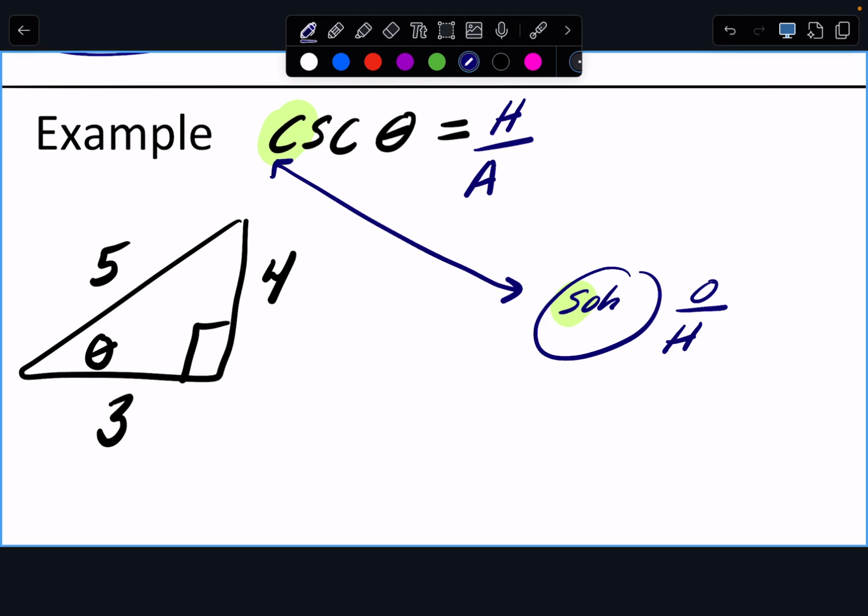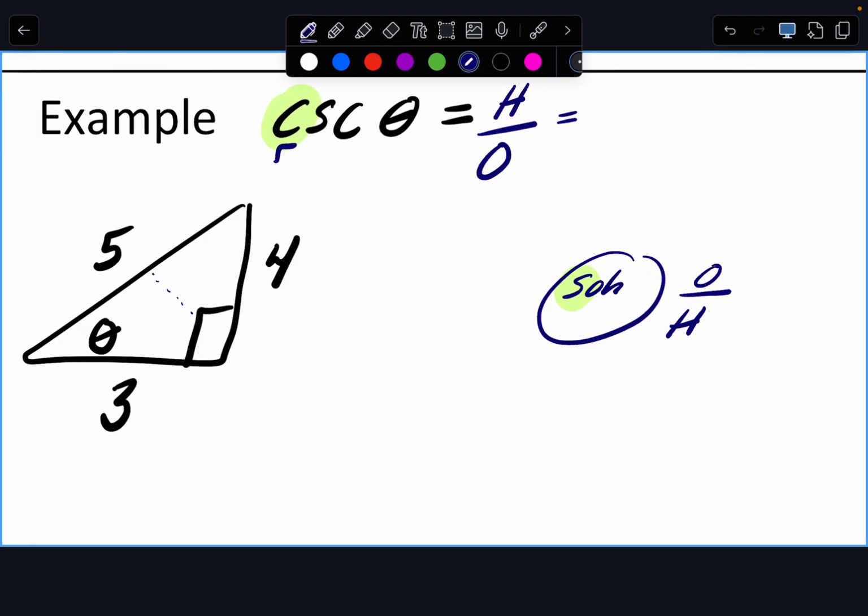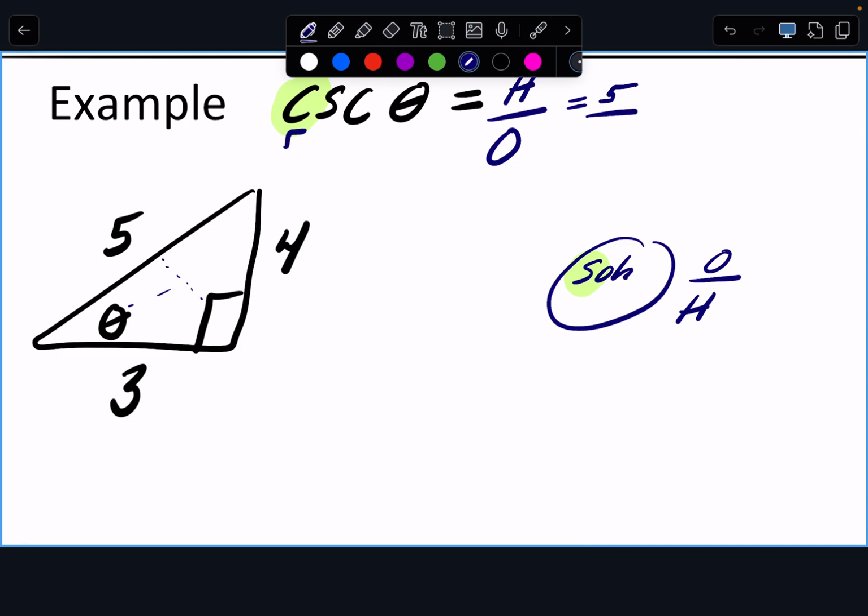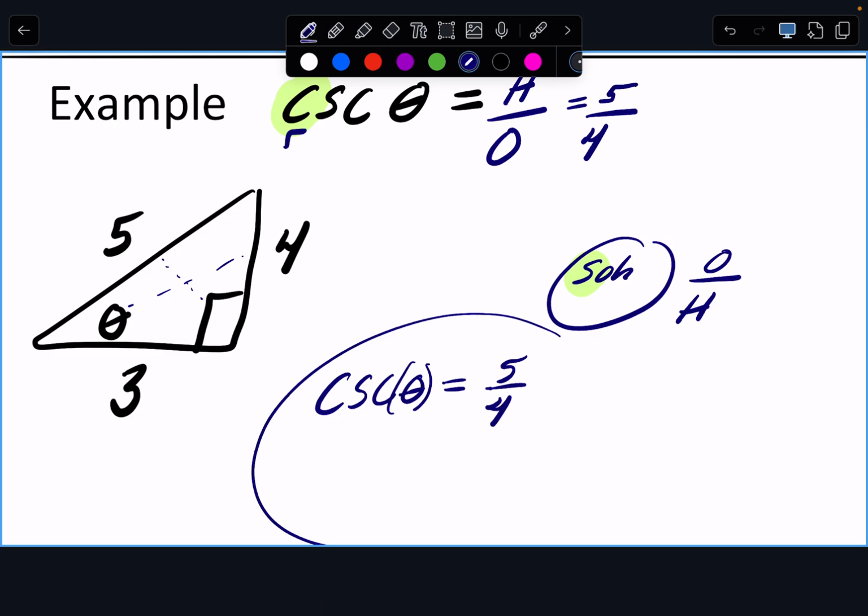Look at the triangle. What? Whoa, why did I say A? H over O. Why am I saying A? I don't know. My bad. So now from here you would say, okay, what's H? Look at your theta. What is H? Hypotenuse. What's the hypotenuse? 5. What's the opposite? 4. So the answer is cosecant theta is equal to 5/4. We didn't find theta. We didn't find a side length. We found a statement. Cosecant of theta is 5/4. It's that ratio. It's that simple.